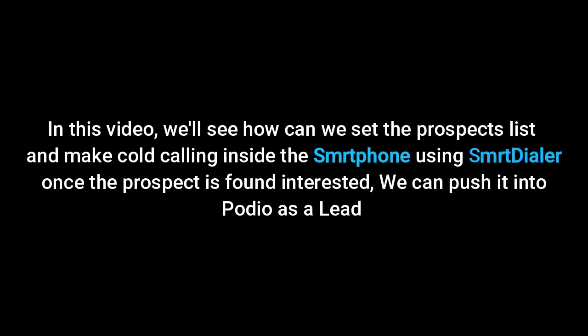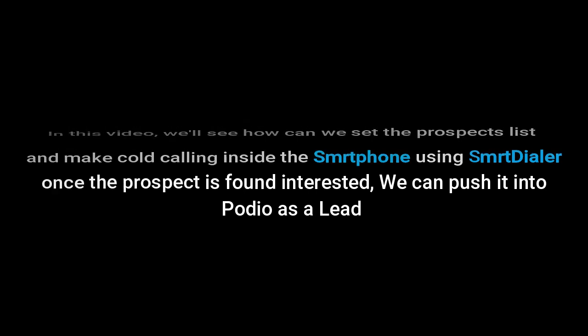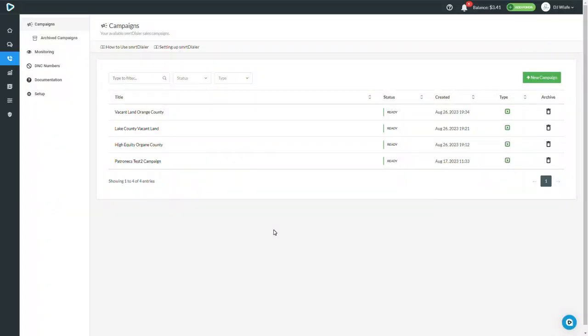In this video, we'll see how we can set up the prospects list and make cold calls inside the smartphone using SmrtDialer, and once the prospect is found interested, we can push it into Podio as a lead. So, firstly we will create a new campaign by clicking here.